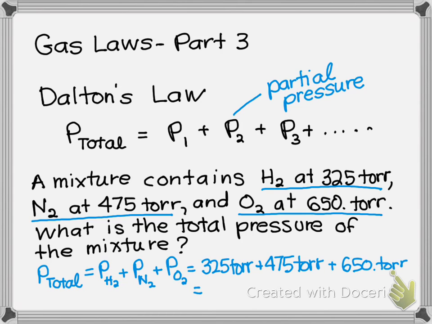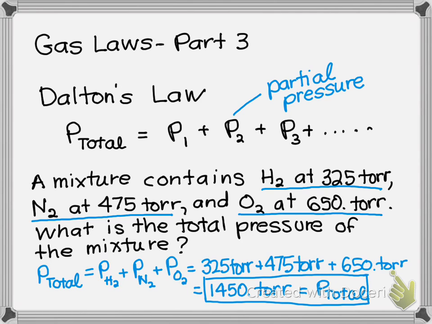And Dalton's law works quite nicely with the ideal gas law. And so what we find is that the total pressure of this system, Dalton's law allows us to calculate it, is 1,450 torr. So conceptually, I'm just really looking for you to have this idea that when you have a mixture of gases, the sum of the partial pressures would give you the total pressure of the overall mixture.